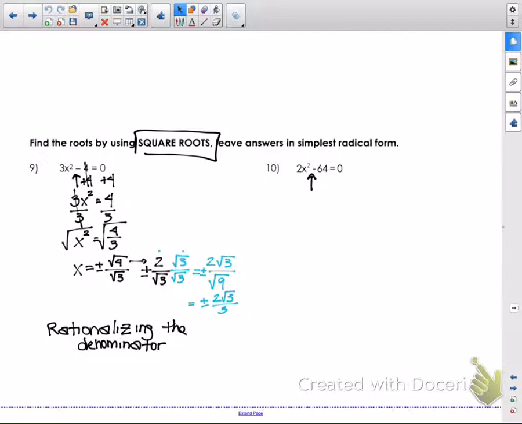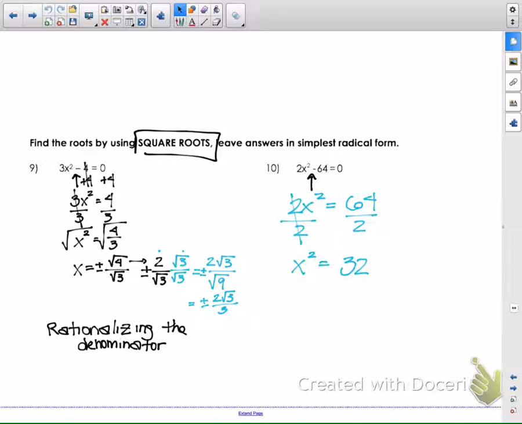If I know I'm solving using square roots, what am I going to move in number 10? 64. The 64. How do I move it? Add it to the other side. I'm again trying to solve for x, so what do I need to get rid of? The 2. So how do I get rid of the 2? Divide by 2. Now, we should be able to tell already this one's not going to be as hard as the last one because I'm not getting what kind of answer over here? A fraction. Okay? So if you don't get a fraction, it's a whole lot easier.